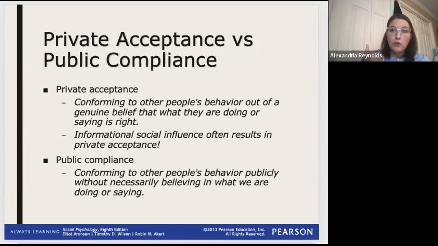Informational social influence usually does result in private acceptance, because you don't really know, so you're going along with the information you have at the time. And we're going to talk about an example where things don't match, where you sometimes have a privately held belief that you're not actually expressing, but you're complying with the opposite. We'll talk about that in just a minute.